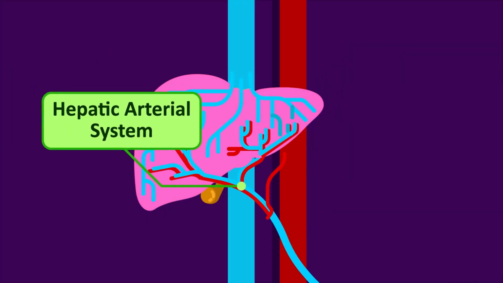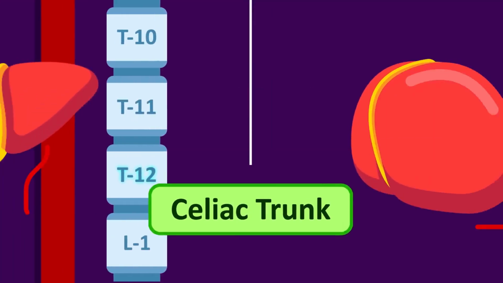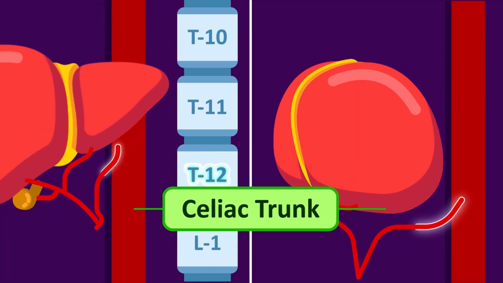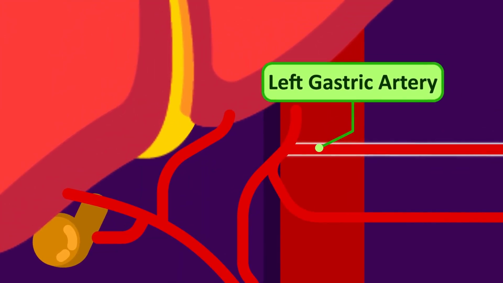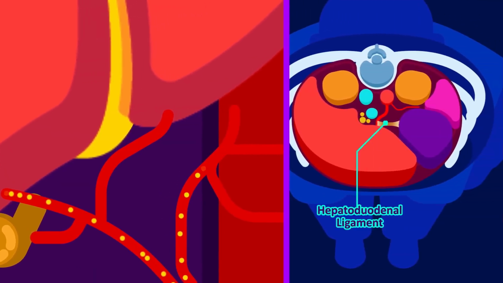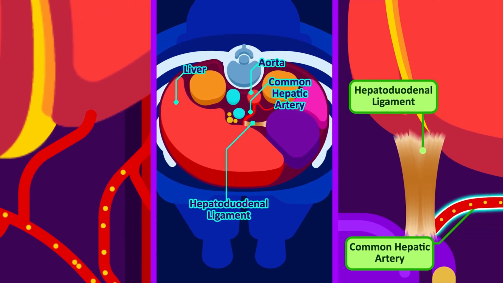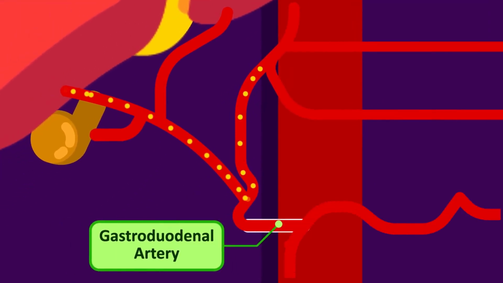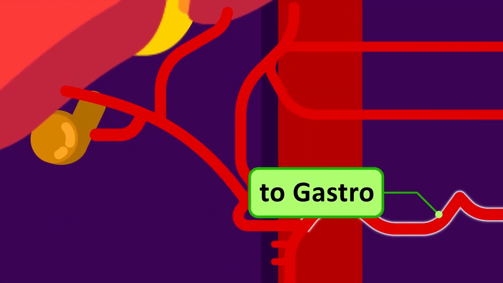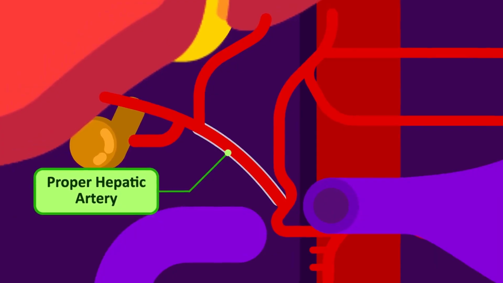Hepatic artery. The hepatic artery contributes about 30% of the entire hepatic blood supply. The celiac trunk, arising at the level of T12 from the abdominal aorta, gives rise to 3 arteries: the left gastric artery, the splenic artery, and the common hepatic artery that will supply blood to the liver. The common hepatic artery travels retroperitoneally towards the right in the hepatoduodenal ligament and divides into the gastroduodenal artery below, which supplies the stomach (gastro) and the duodenum, and the proper hepatic artery, which supplies the liver.